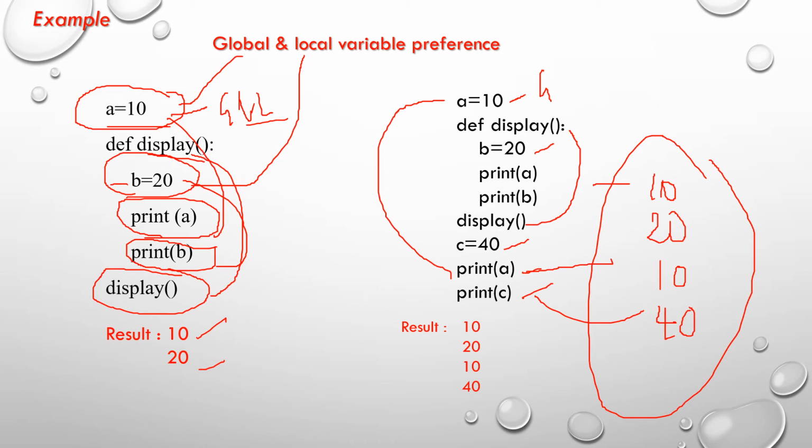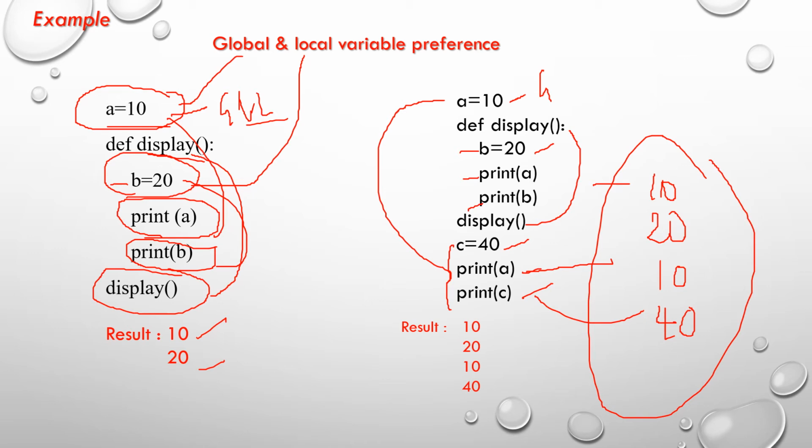Just observe here we define the function, and here this is the indentation. This indentation indicates that b, print a and print b belong to the display function. And just observe that c we declare without any indentation. So print a and print c we declare without indentation. Here the printed values are a and c, 10 and 40.